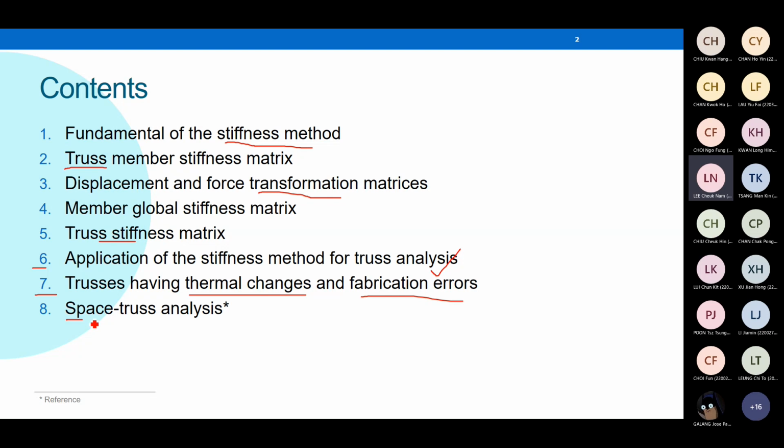Finally, space trust. Space means 3D trust. But you can see a star right here, which means that it is a reference. I put down the meaning here, reference. The star means reference. I give you some idea to see how you can extend the contents from 2D to 3D. In this module, we basically focus on 2D structures. Most of the time, we are talking about 2D. For 3D, we will introduce the idea, but not for assessment, because the calculation is too heavy for 3D.